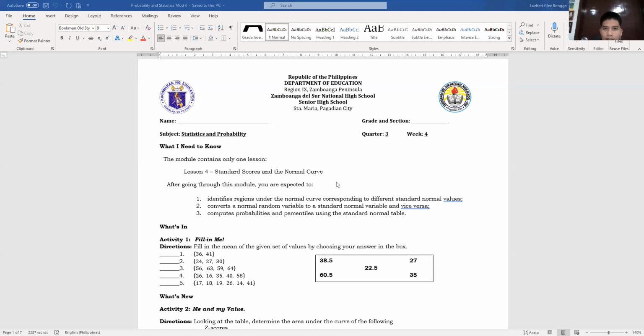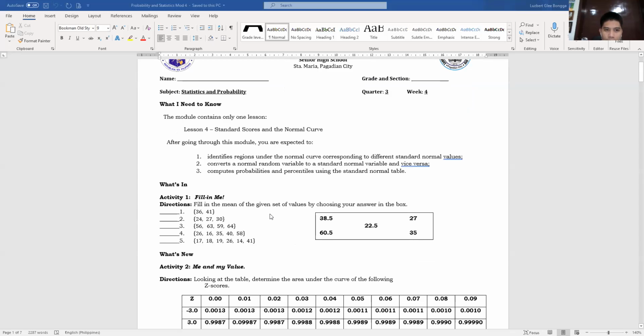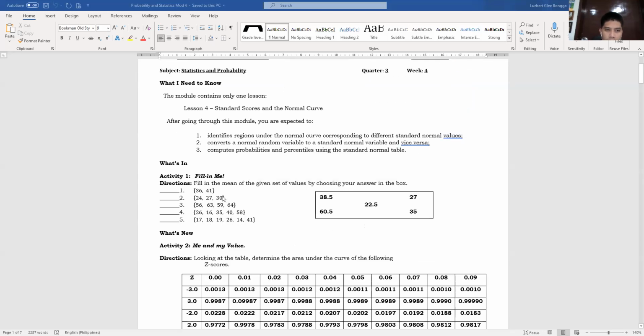Hello, good day. Today we will be discussing Module 4 of our Quarter 3 entitled Standards, Scores, and the Normal Curve. First, we will have Activity 1, Fill in the mean. The directions: fill in the mean of the given set of values by choosing your answers in the box.